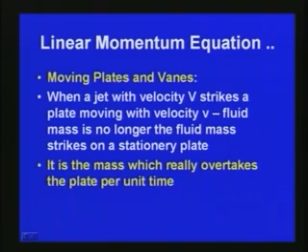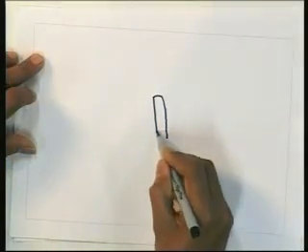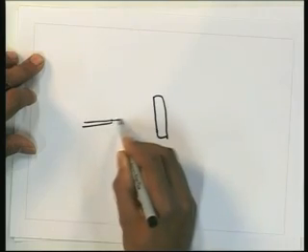So for the moving control volume, like moving plates and vanes, when a jet with velocity capital V strikes a plate moving with velocity small v, the fluid mass is no longer the fluid mass that strikes a stationary plate. As I mentioned, a plate is there, the velocity of the jet is capital V, and the plate is now moving with the velocity of small v. Unlike the earlier fixed plate case, it is not the same mass that is hitting the plate, since the plate is also moving. Here this is the plate's initial position, and now the jet is coming and hitting like this.